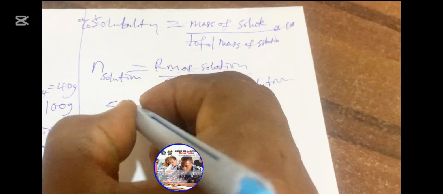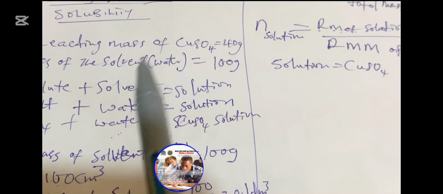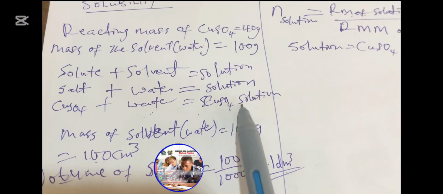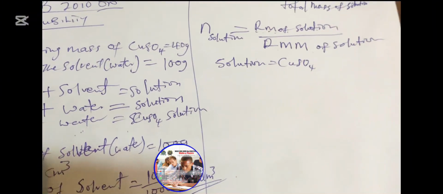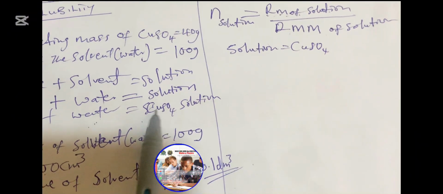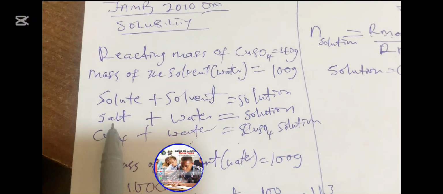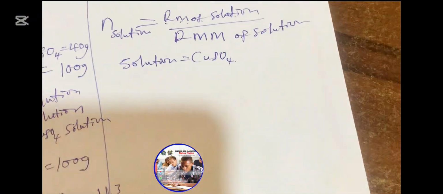And don't forget our solution. What's our solution? Our solution is copper sulfide solution. Remember I've said that before. Copper sulfide is a solid reacting with water, then I give you copper sulfide solution, just as when you have salt react with water, it gives you salt solution. So the solution is copper sulfide solution.